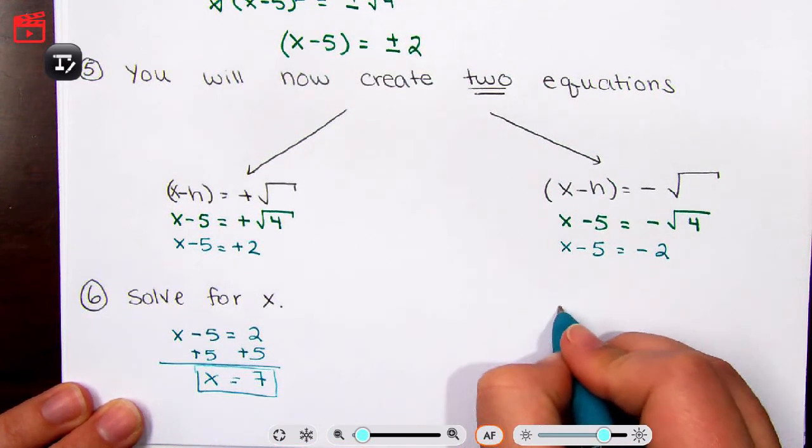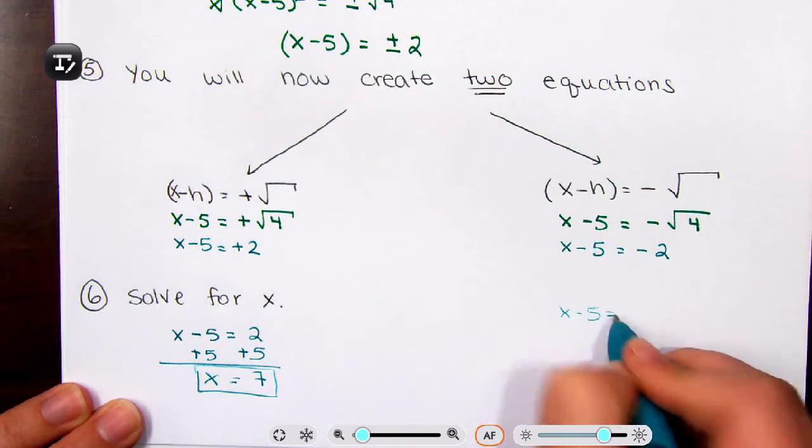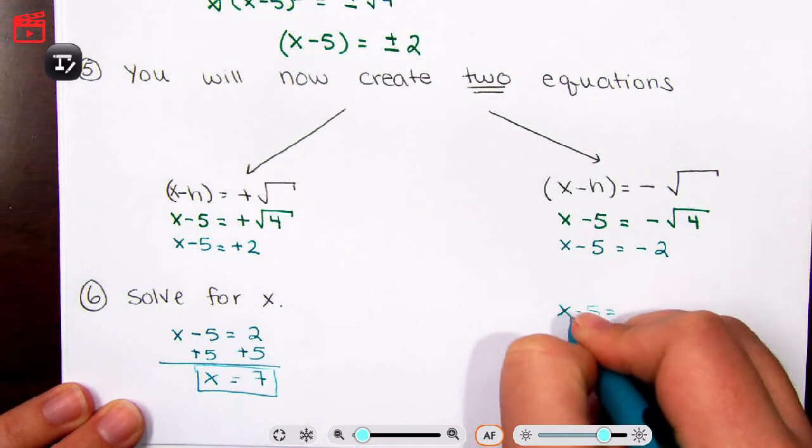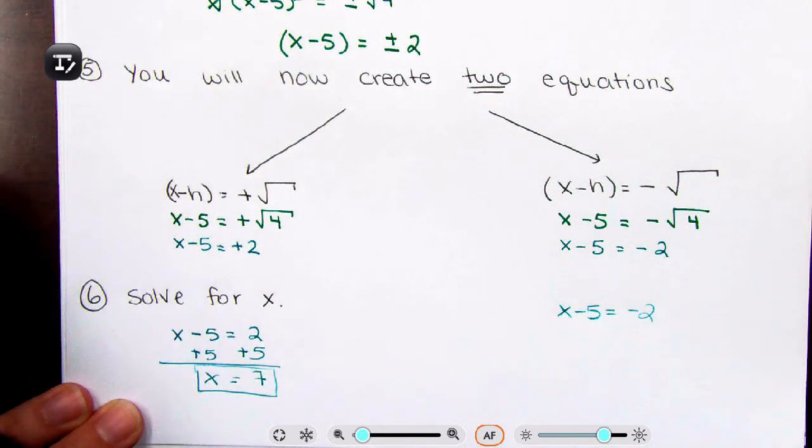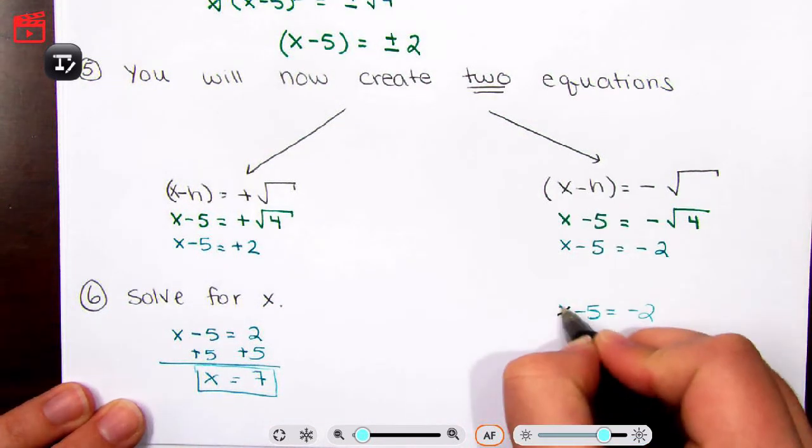And then here I have x minus 5 is equal to, my pen is dying. Let's see if we can save it. Is equal to a negative 2. We cannot save it, so we'll just change pens.